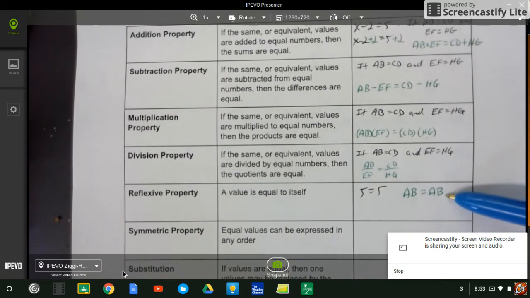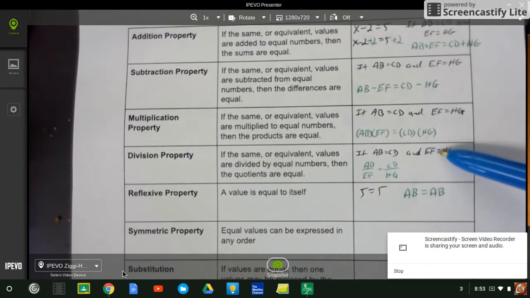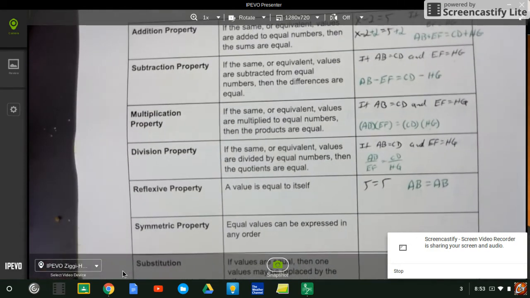You have to say this sometimes so that it fits in here, before I can add it to both sides or subtract it or divide it. So that's why we have to say that sometimes.